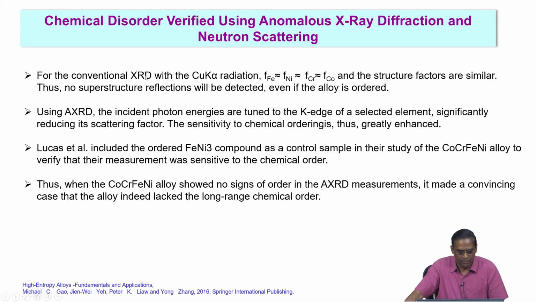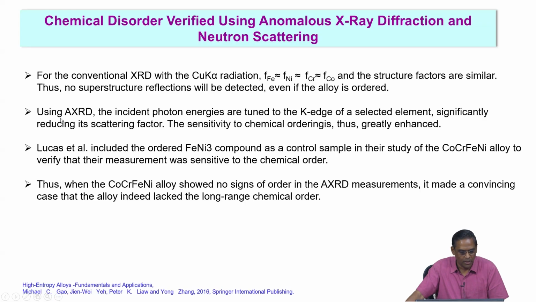If you take the conventional XRD with copper K alpha, the atomic scattering factors of iron, nickel, chromium, and cobalt, and the structure factors, are similar. So, no superlattice reflections will be detected even if the alloy is ordered. So, this is quite tricky.